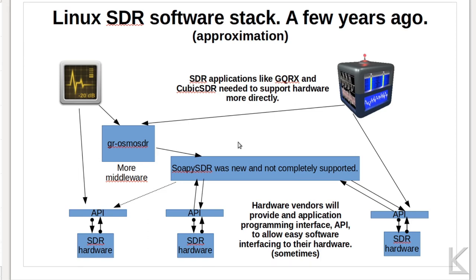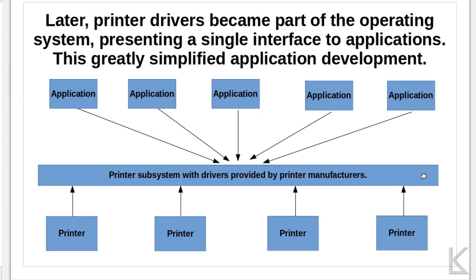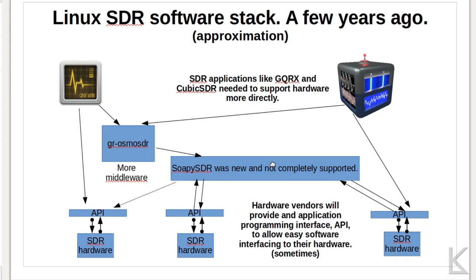A project was started called SoapySDR here in the middle, and this is an attempt to model something like this printer subsystem. So in SoapySDR, the idea is you build modules for Soapy for your hardware, and then all the applications only have to know how to talk to Soapy, and then they'll be able to talk to your hardware translated through Soapy. And that's a great idea. It's a great model. And as you'll see today, we're getting a lot closer to making that the standard.